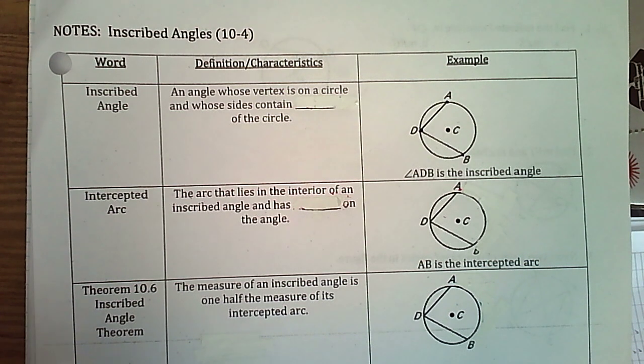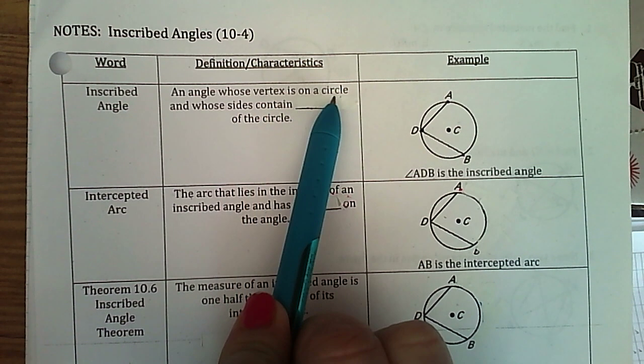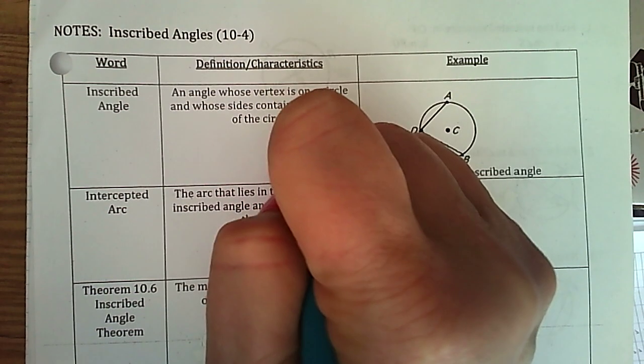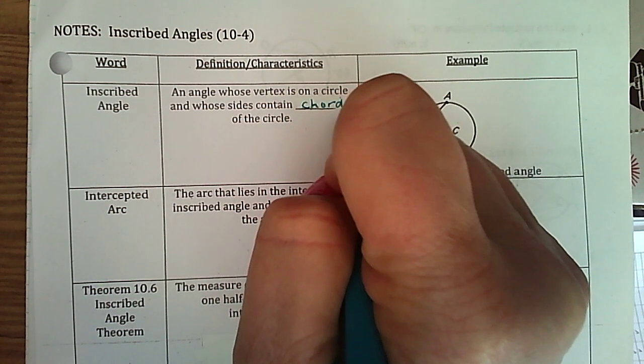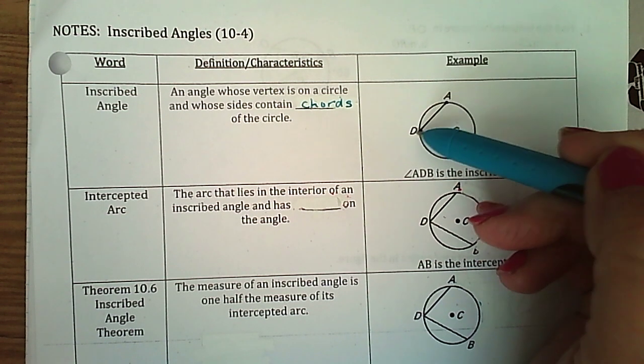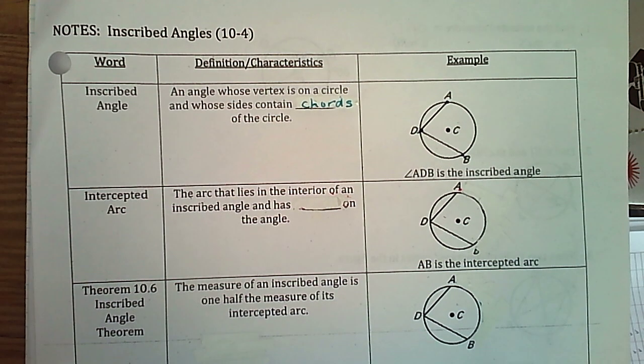So an inscribed angle is an angle whose vertex is on the circle and whose sides contain chords of the circle. So here I have my angle and all three vertices are on the sides of my circle. That's an inscribed angle. And of course, it'll have some new theorems that go with that.